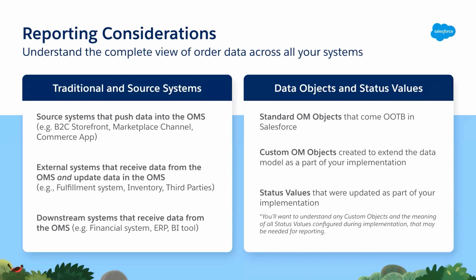To get started with reporting, there are some considerations to make. I'd like to point out that it's important for you to know how your other systems are working with your order management system. Source systems such as your B2C storefront, a marketplace channel, or a commerce app would be pushing data into OMS. Whereas other external systems for fulfillment, inventory, and other third-party systems may both receive and update data in OMS. And there are also downstream systems that may receive data from OMS, such as your financial system, ERP, or business intelligence tool.